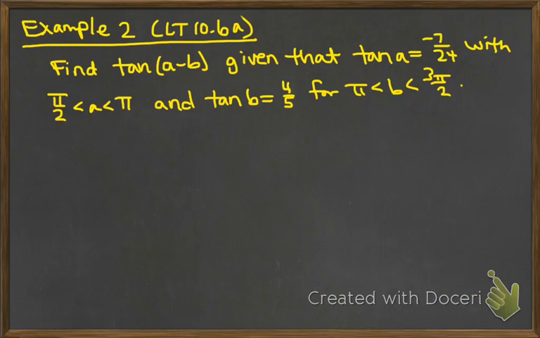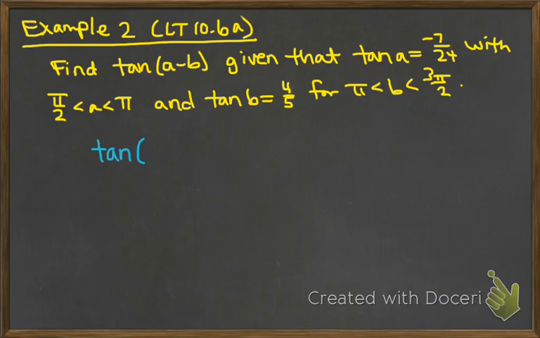So let's now look at another example of Learning Target 10.6a, and that is find the tangent of a minus b, given that the tangent of a is negative 7 over 24, with a being between pi over 2 and pi, and the tangent of b is 4/5 for b being between pi and 3 pi over 2. So when we do this, the first thing is we just need to write down what that formula says.